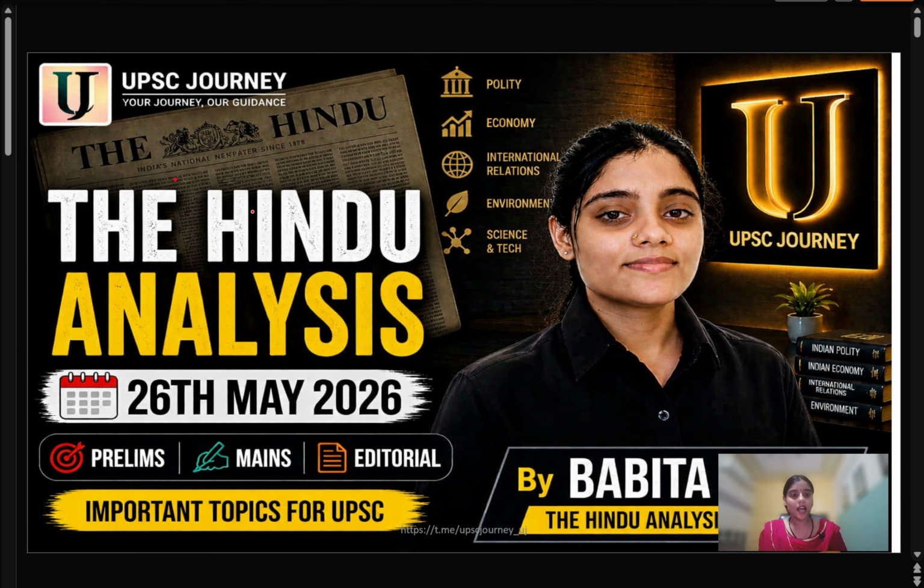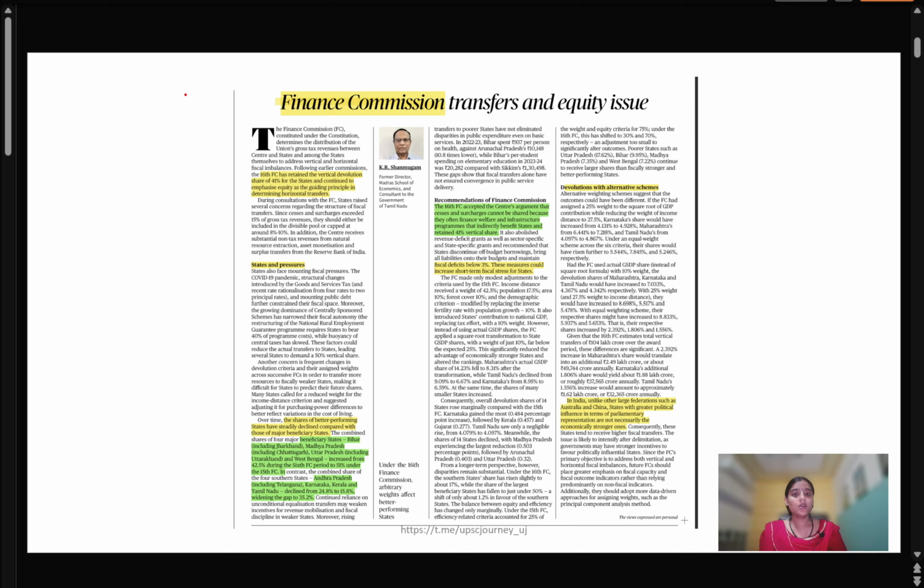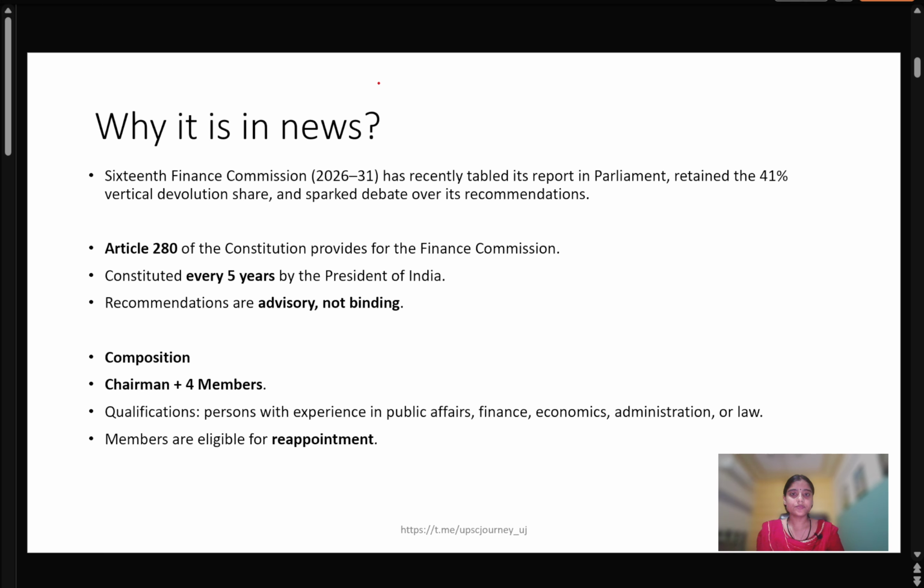We'll start with the first article. The first article is regarding Finance Commission and the transfer and the equity share between center and the state. Finance Commission is your constitutional body and it's very important from your exam point of view.